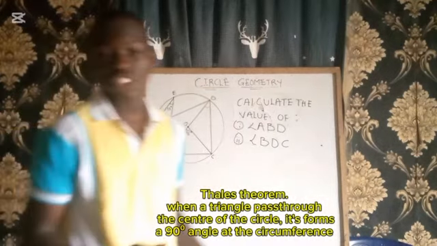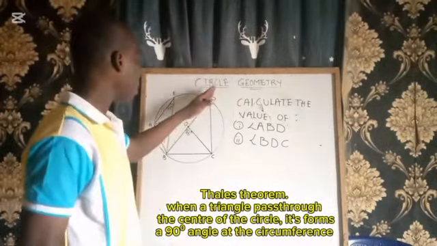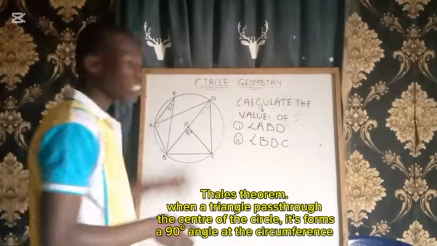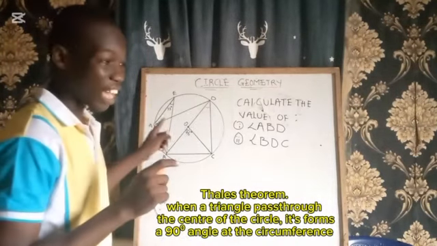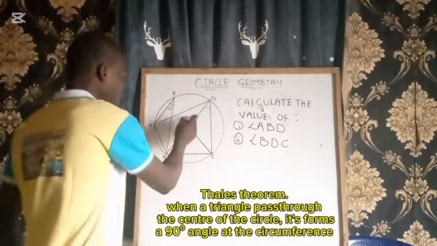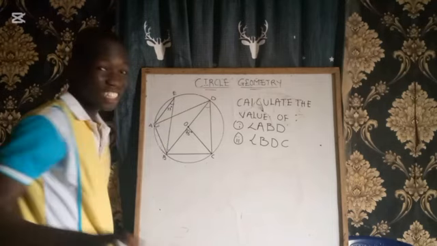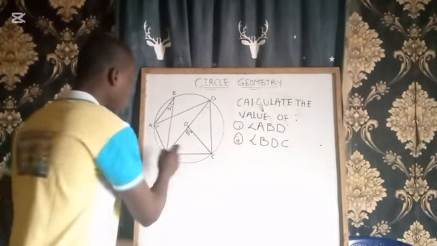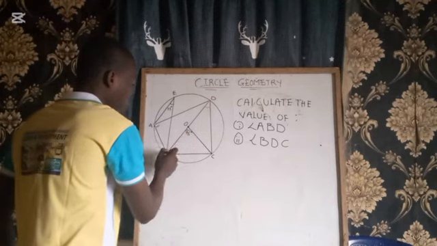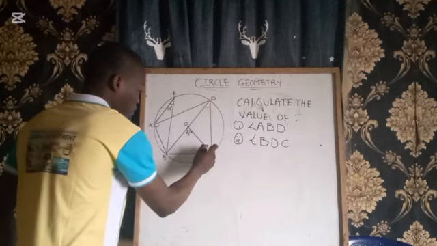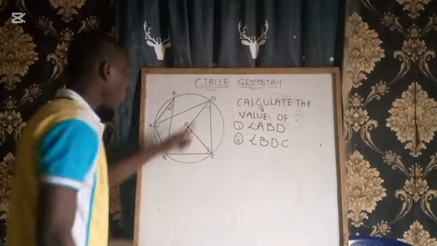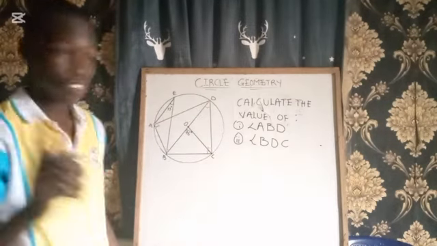Why did I say that? The theorem says that when a straight line passes through the center of the circle, it forms an angle 90 degree at the circumference. So the straight line here passes through the center of the circle, therefore it forms angle 90 degree at the circumference. And also, if you look at this, it's the same. This place here is angle 90 degree because it passes through the center of the circle.